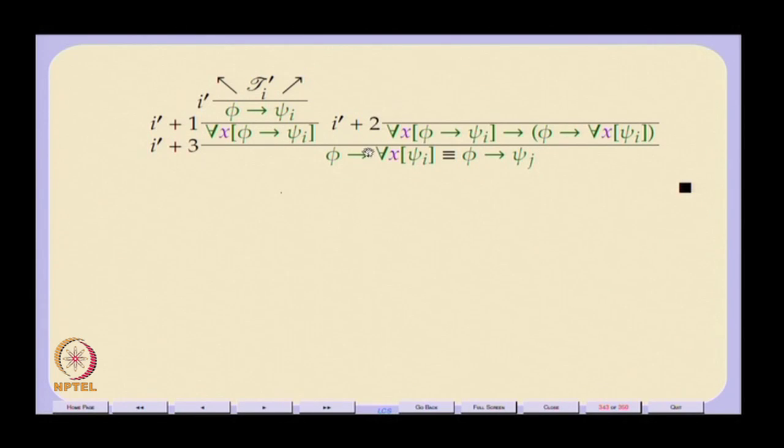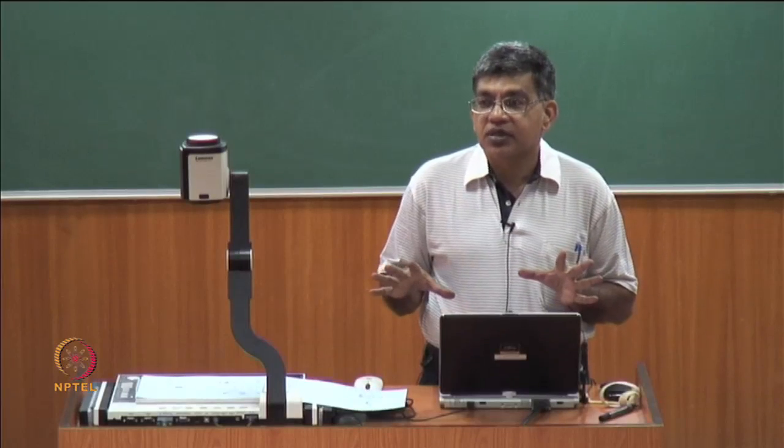X is not a free variable of phi, so this is why I had to change that axiom for all d. So this is an application of the axiom for all d. It's because x is not a free variable of phi that you could do this generalization. Given that, you can push this for all x inside, and you can get this. And when you get this, I can apply modus ponens, and I get phi arrow for all x psi I, and this is just phi arrow psi j, right? So if x had been a free variable of phi, then all these things could not have been done.